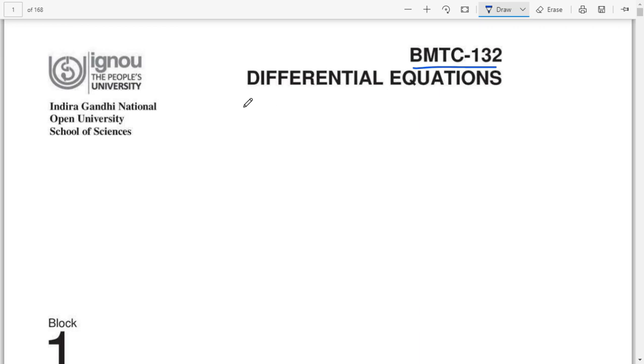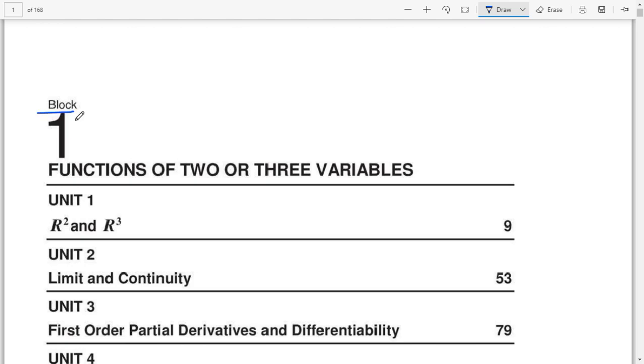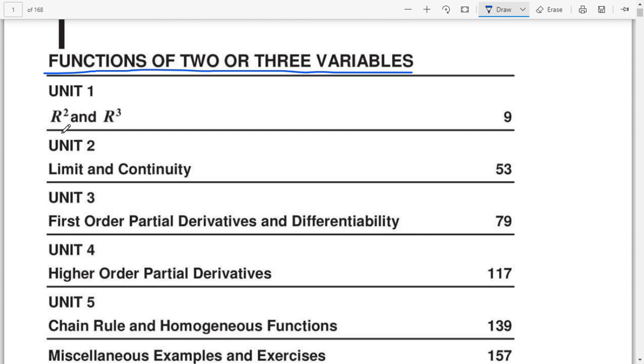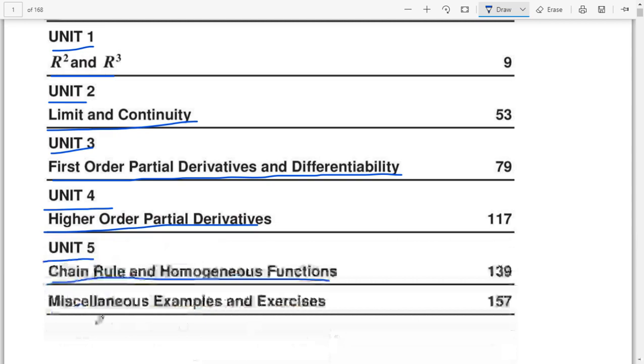BMTC-132 Differential Equations. Block 1: Functions of 2 or 3 variables. Unit 1: R square and R cube. Unit 2: Limit and Continuity. Unit 3: First order partial derivatives and differentiability. Unit 4: Higher order partial derivatives. Unit 5: Chain rule and homogeneous functions. Miscellaneous examples and exercises.